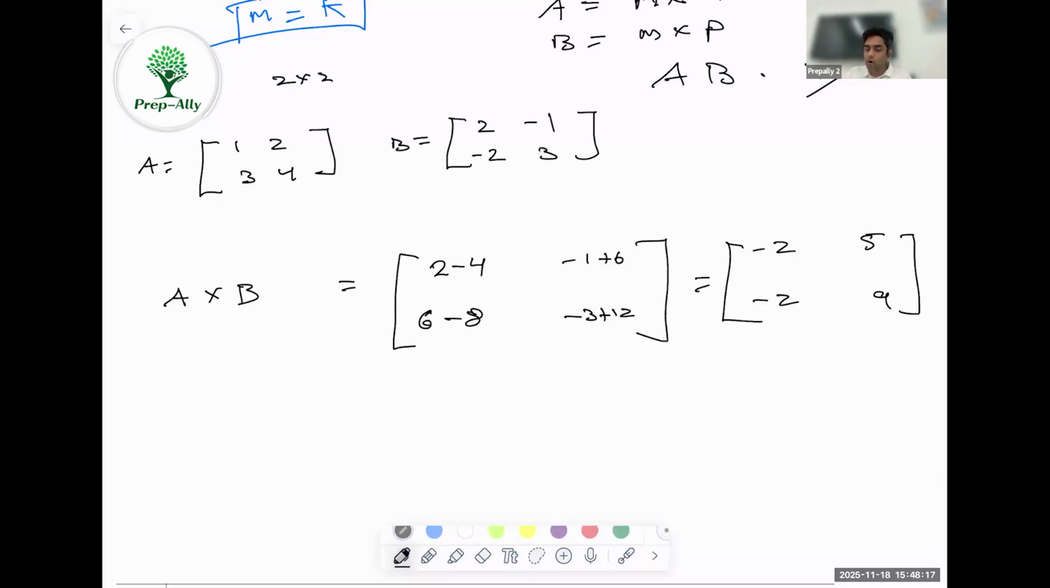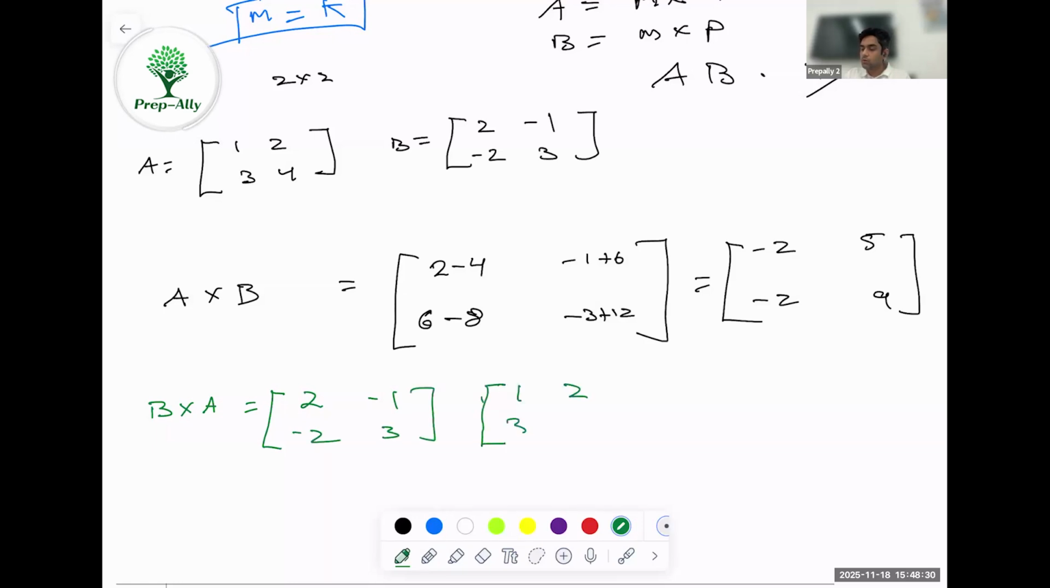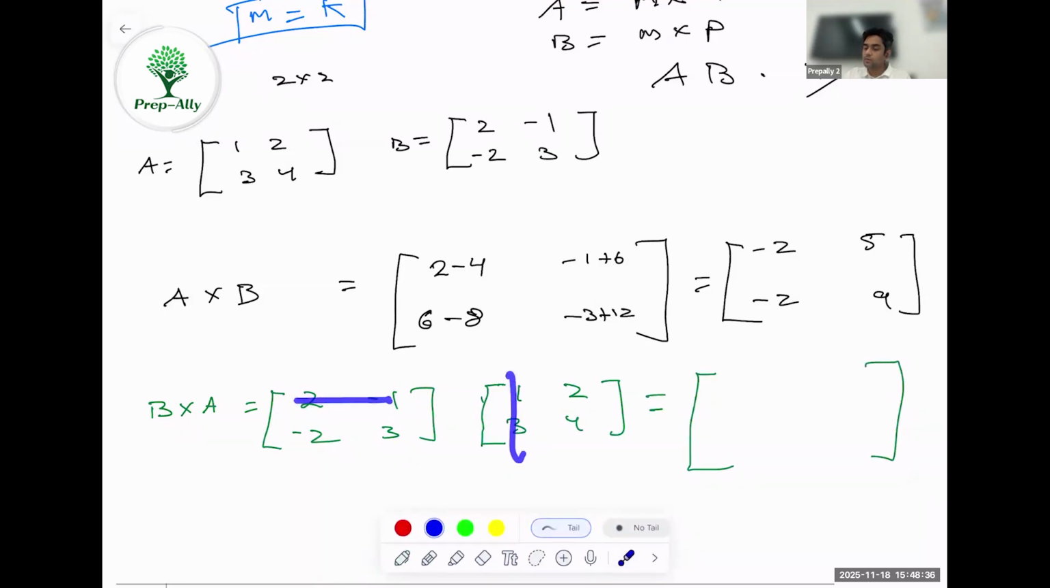So let us try to do the operation B cross A. If we do B cross A, what will we get? We will get it as 2 minus 1 minus 2, 3. This we have to multiply with 1, 2, 3, 4. So again, we'll do it in a similar way. We will multiply first row with first column to get this element, then first row with second column to get this element, and so on and so forth.